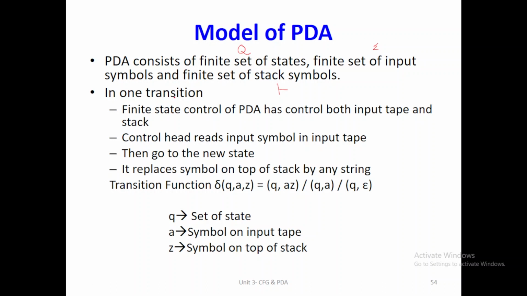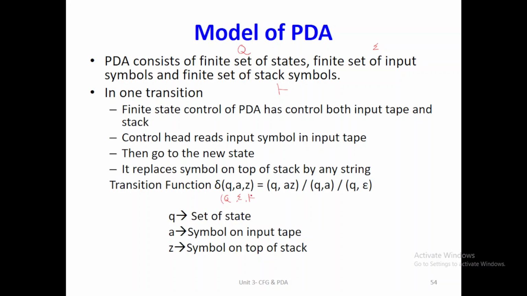So if you take one transition, meaning the function. At one transition, the finite state control of a PDA will check the symbol on the tape and also the topmost value on the stack. If you consider the transition function delta, it contains three parameters. The first parameter is a set of states. The second parameter is derived from the set of alphabet symbols. And the third parameter is used to read a symbol on the stack. So these are the three parameters of a PDA.